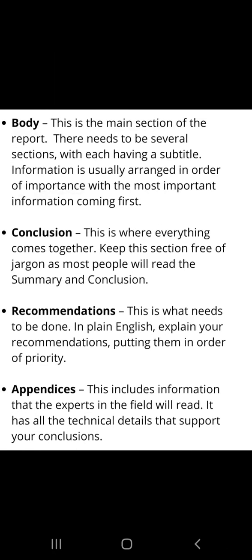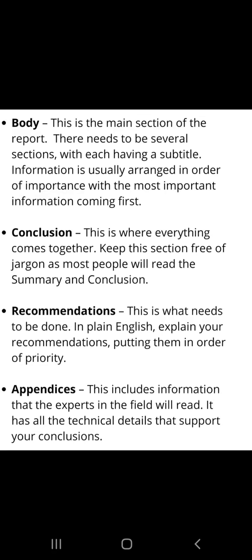Then comes the body. This is the main section of the report, and there need to be several sections, each having a subtitle. Information is usually arranged in order of importance, with the most important information coming first. So children, there would be various programs in the annual function of the school, but the most applauded program, the most liked program, you will mention in the beginning. In the same way, if it is for the newspaper, the most important information must come in the beginning, and then it must be followed by the other important information.